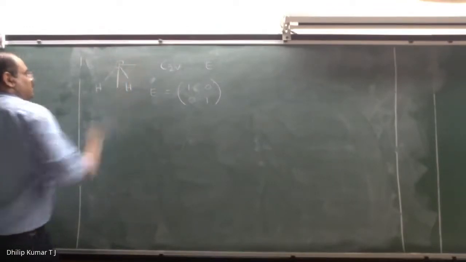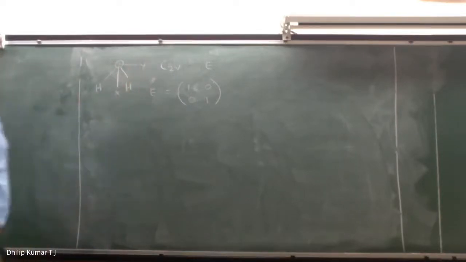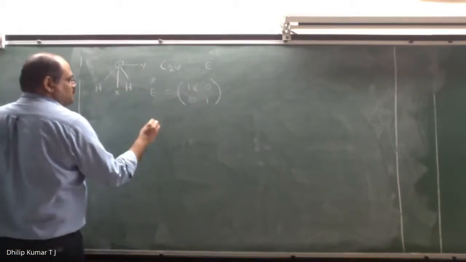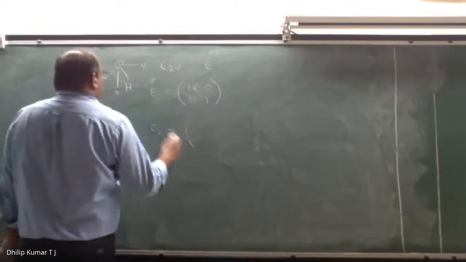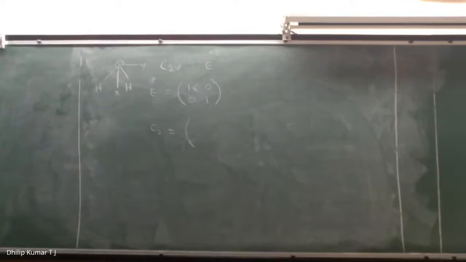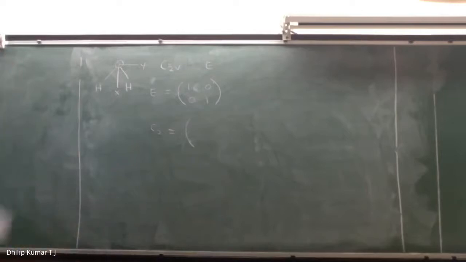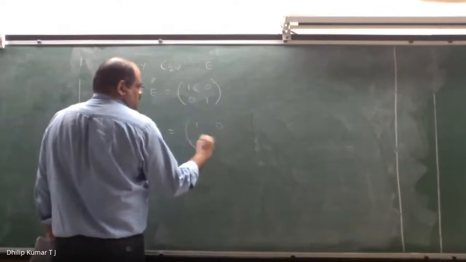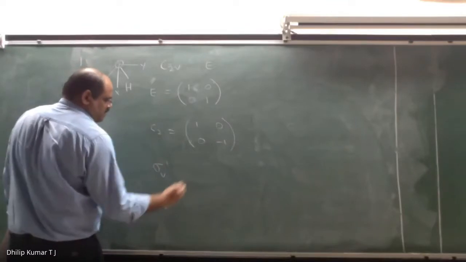So let me consider the plane, x y. This is the basis we are considering. For this, the matrix representation is 1 0 0 1 for E. Let's do C2. If you rotate by C2, what happens? If I'm considering the y-axis, y becomes minus y, and x will remain as such. So this is 1 0 0 minus 1.